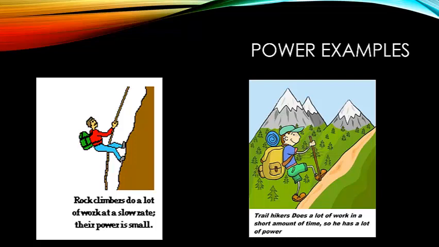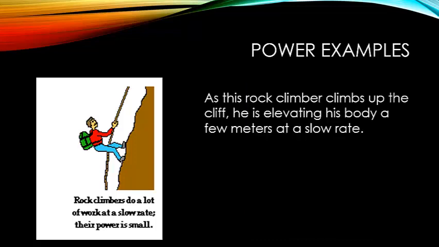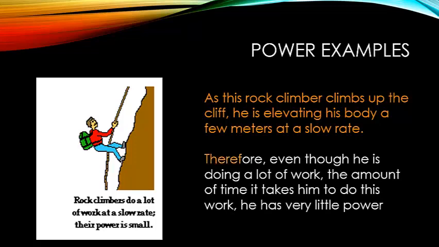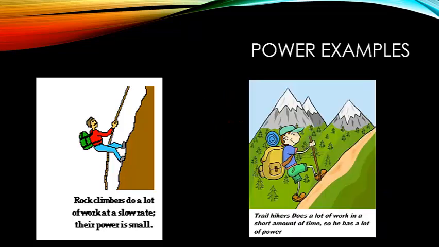Let's first take a look at the guy climbing the mountain. As this rock climber climbs up the side of the cliff, he is elevating his body a few meters at a slow rate. So he is going slowly. Therefore, even though he is doing a lot of work, because of the amount of time it takes him to do this work, he has very little power. He has very little power because it's taking him a long time to do this work.